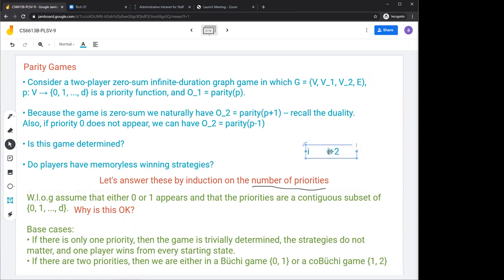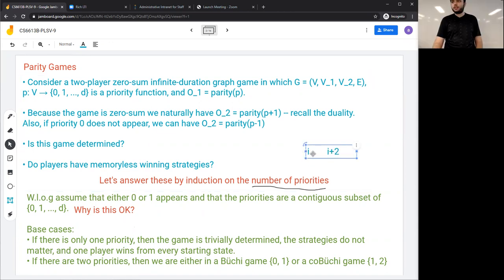Because these are of the same parity, I can just merge all the vertices with priority i and priority i plus two, and the game does not change. And if this is, for example, i plus three, then I can just replace all of these with i plus one and the game does not change. So in any case, I can just merge these things or change their priorities without changing their parity, so that I can make sure that all of the priorities that actually appear in my game are contiguous subsets. Okay. Now that we have these assumptions, our life is a little bit easier and we can actually talk about how to do this induction.